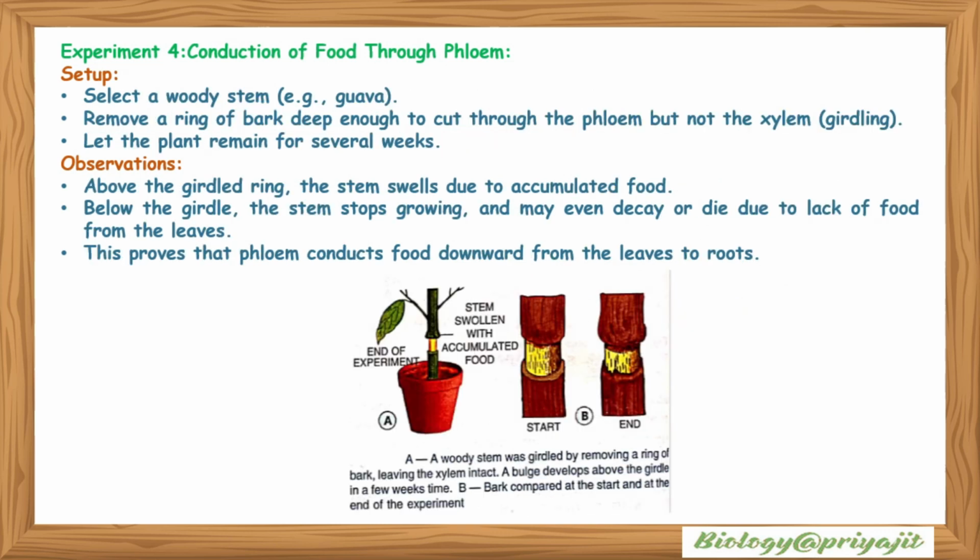Experiment 4: conduction of food through phloem. Set up: select a woody stem, for example guava, and remove a ring of bark deep enough to cut through the phloem but not the xylem. It's called girdling. Let the plant remain for several weeks.